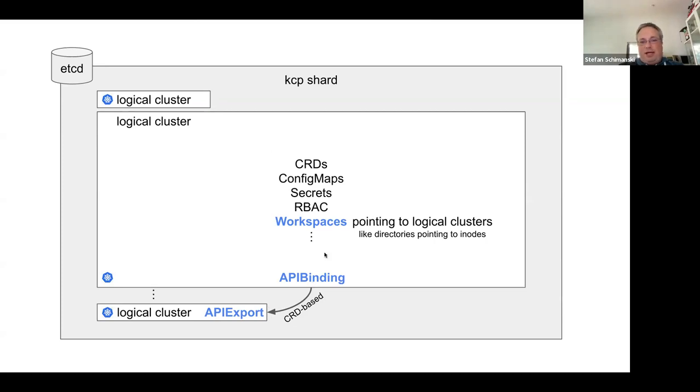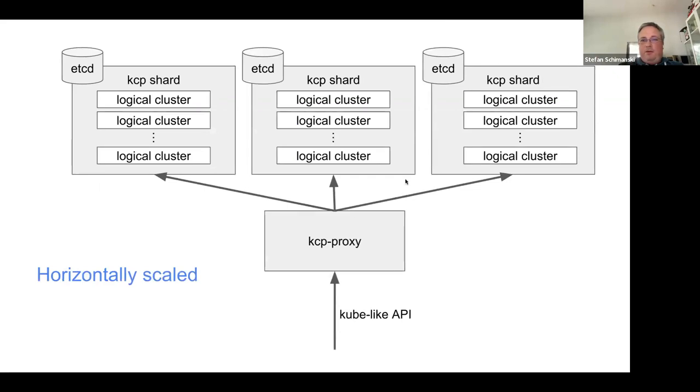There can be one export and there can be hundreds of binding workspaces if you want. And I use workspaces and logical cluster pretty much the same way. Like a workspace defines a logical cluster. So you can say you work in a workspace or you can work in a logical cluster. It's basically the same thing. Logical cluster is the low-level construct. Workspace is a user-facing construct.